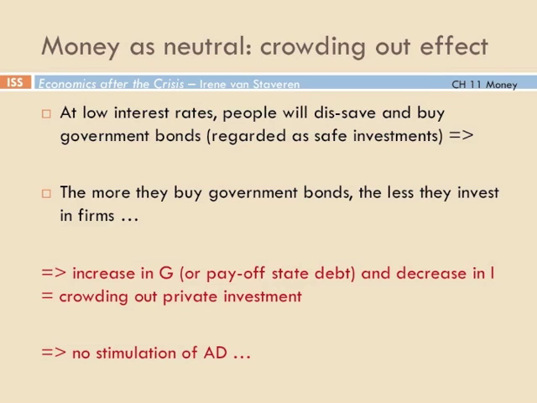This leads to a trade-off between putting money on a savings account, which you do when the interest rate is high, or buying government bonds or other investments. Government bonds are regarded as rather safe. You do that when the interest rate on your savings account is very low. We see also that people buy shares in the stock market, but that is more risky. There's a problem of crowding out, because the more money households put in government bonds, the less they have available to invest in firms.